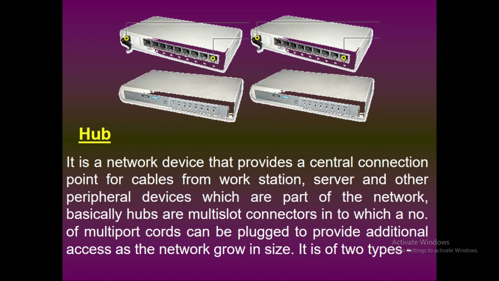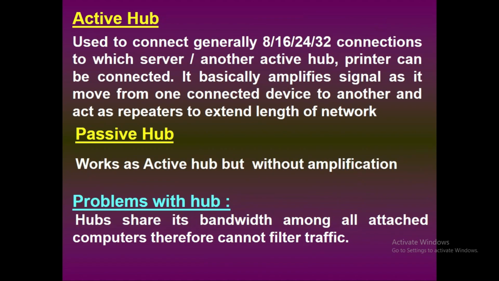When two nodes need to communicate, they require a hub, right? Basically, hubs are multi-slot connectors into which a number of multi-port cards can be plugged to provide additional access as the network grows in size. Again, there are two types, active and passive hub. As I told you earlier, a switch always comes in active mode.